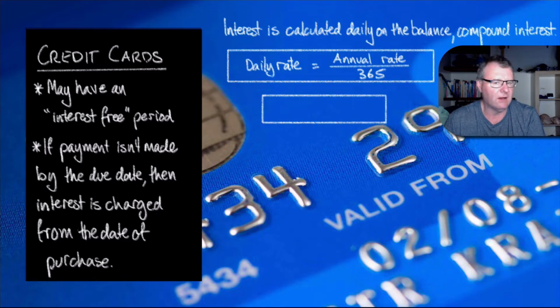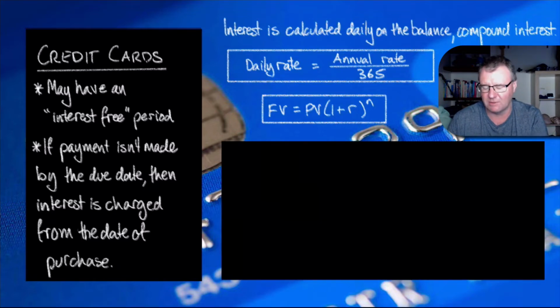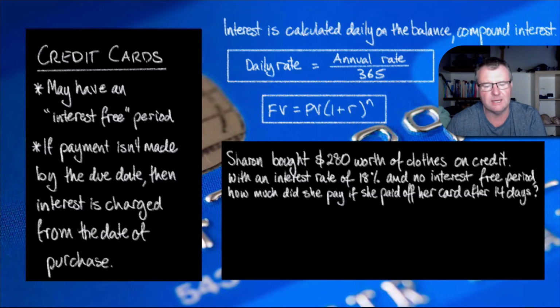Just a reminder, our future value formula that we're going to use is future value equals the present value, times the bracket of 1 plus the rate, to the power of n, which is the number of time periods. So let's have a look at an example and see how that all goes together.